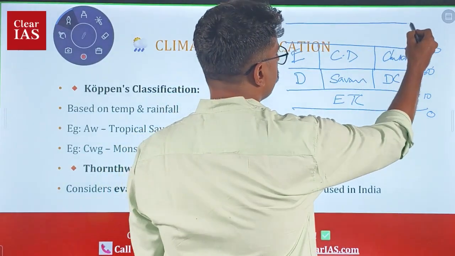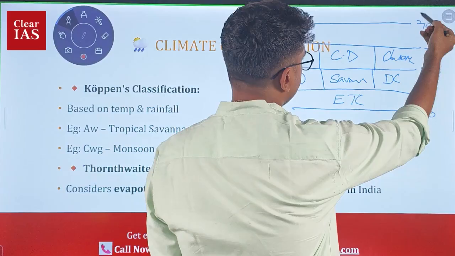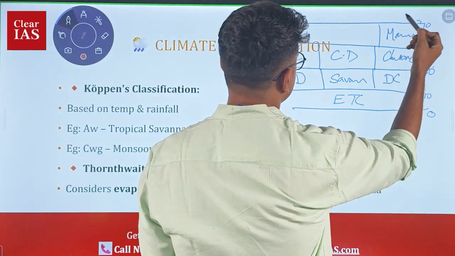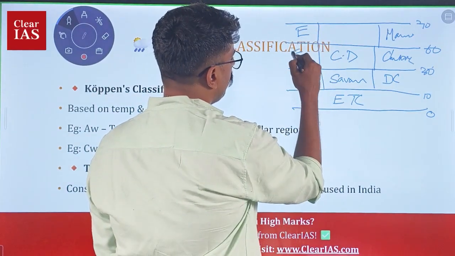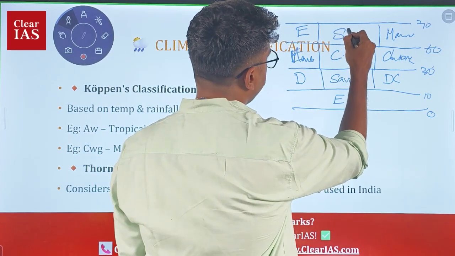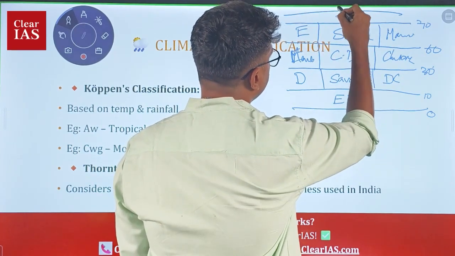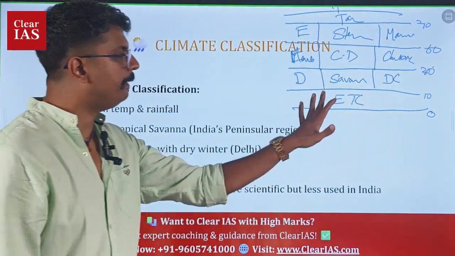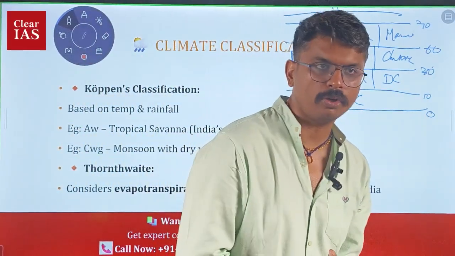Then from 60 to 70, you have Manchurian type of climate here. Sorry, European type of climate is here. You have Mediterranean type of climate here. And in between, you have steppe type of climate. And then you have taiga and you have tundra. So these are all the climate classifications, different types of climate that we classify in geography.